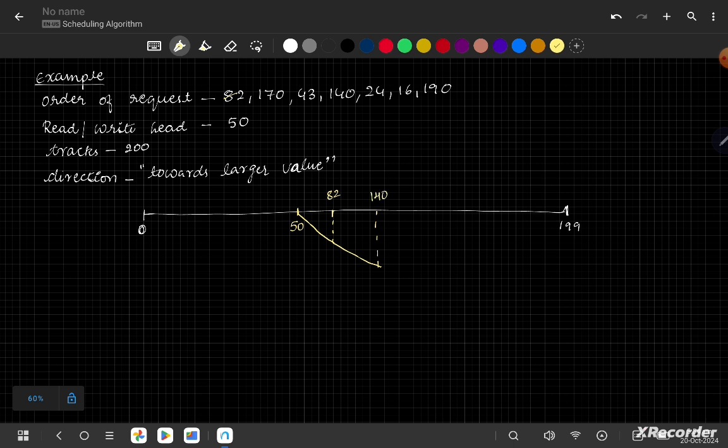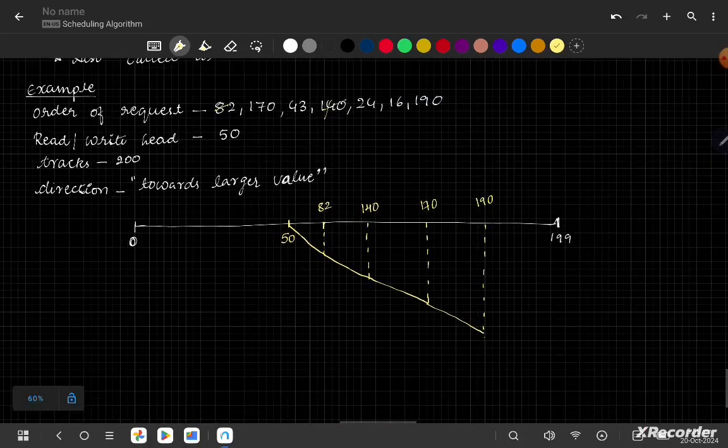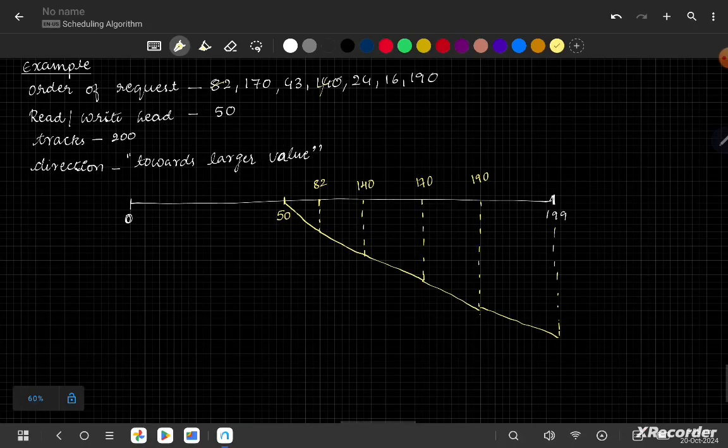After 140, it is 170. After 170, it is 190. What does it say? The statement here is that it reaches the end of the disk. 190 is the last request on the right hand side, but still you have to go till the end of the disk, that is 199, and you have to complete all the requests. So on this side all the requests are done. Now from 199 you will come back.